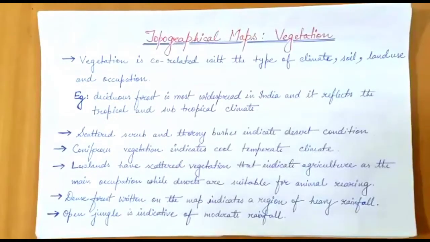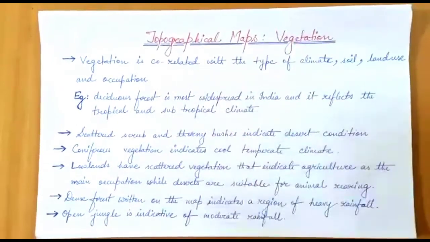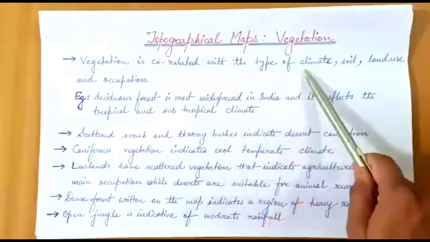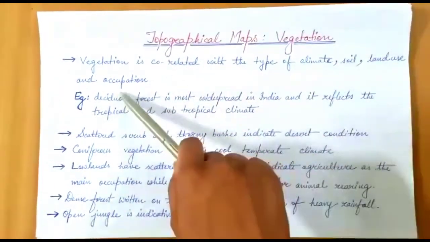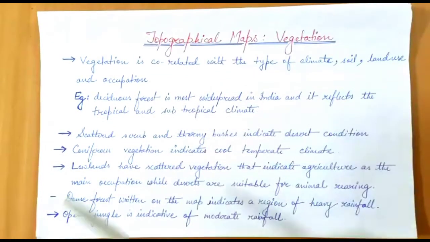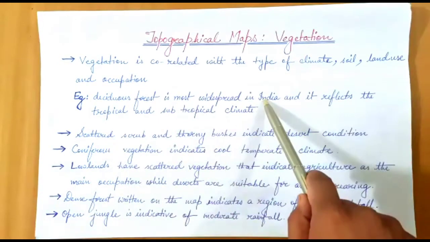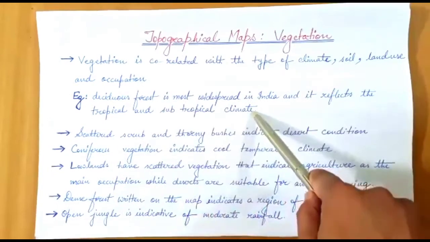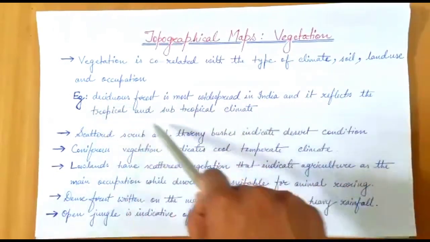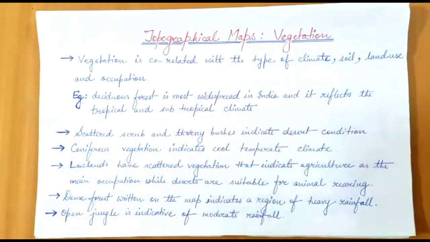Good morning, students. Today we will learn about the vegetation types we usually see in topographical maps. Vegetation is correlated with the type of climate, soil, land use pattern and occupation of a particular area. For example, deciduous forest is most widespread all over India and it reflects the tropical and subtropical climate. So we can see that tropical and subtropical climate support deciduous forest.